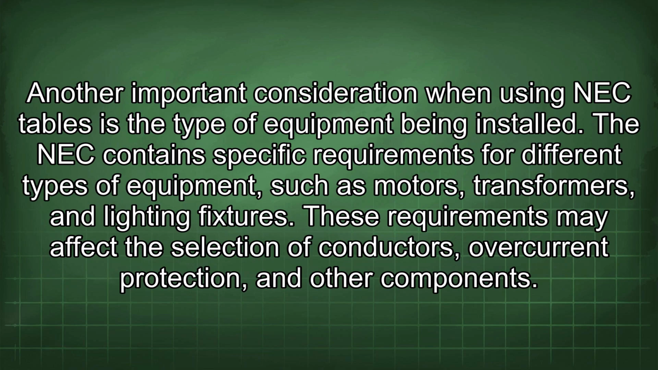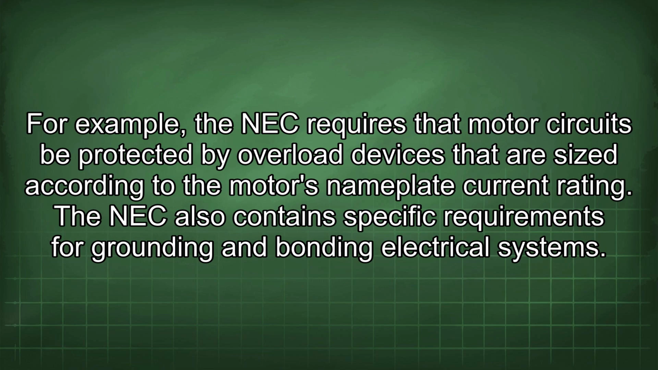Another important consideration when using NEC tables is the type of equipment being installed. The NEC contains specific requirements for different types of equipment, such as motors, transformers, and lighting fixtures. These requirements may affect the selection of conductors, overcurrent protection, and other components. For example, the NEC requires that motor circuits be protected by overload devices that are sized according to the motor's nameplate current rating.